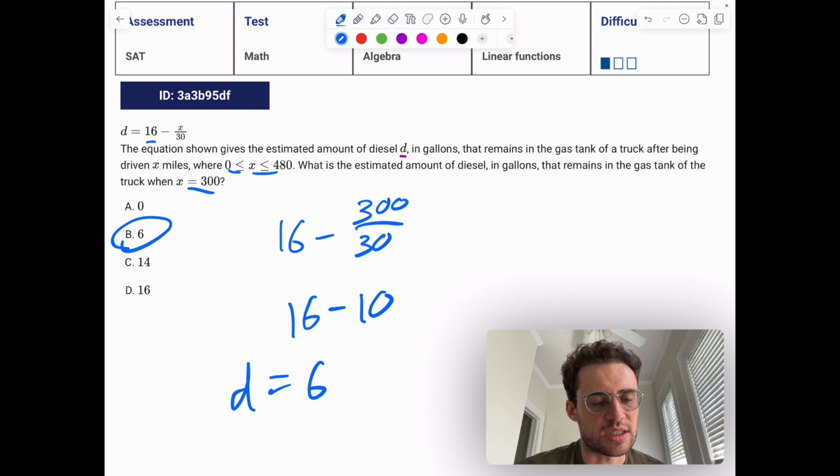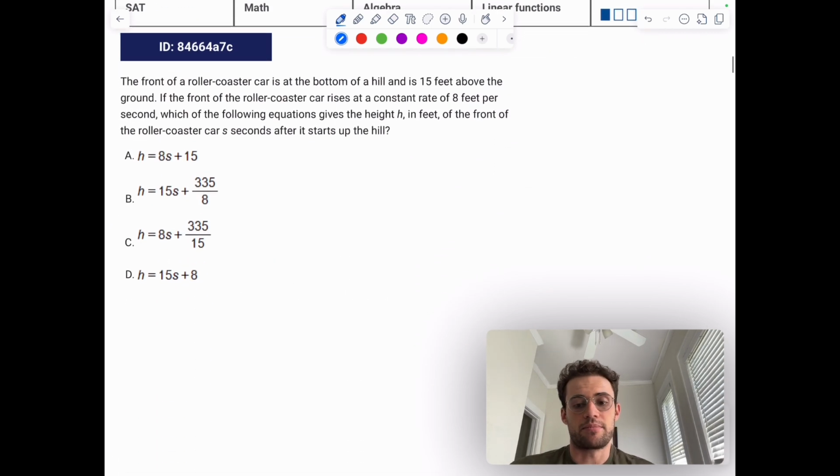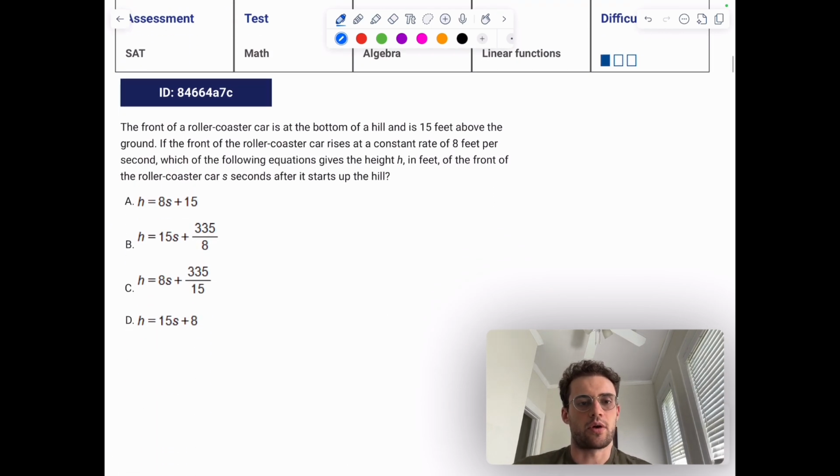Now this part just means x can't exceed 480, because 480 divided by 30 is 16. So anything bigger than 480 would give you a negative value for D. You can't have negative gallons left in the tank. But that didn't matter for that problem because it was not a number over 480.